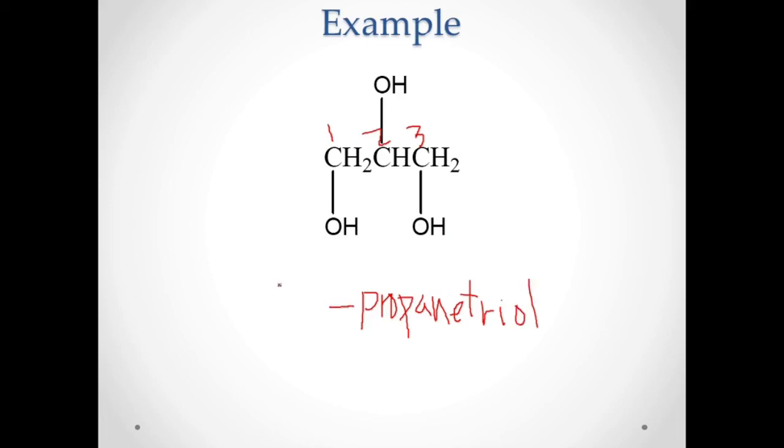Then, what numbers are your hydroxyls? You have 1, 2, 3. So this becomes 1,2,3 propanetriol, or propane triol. Then you're done. That is now the correct name for that alcohol: 1,2,3 propanetriol.